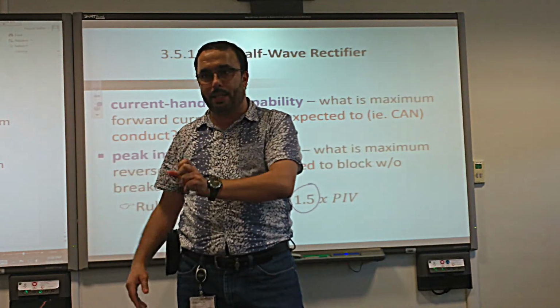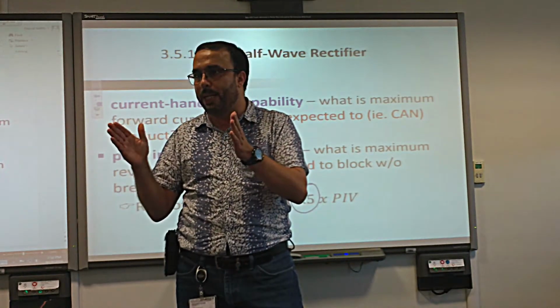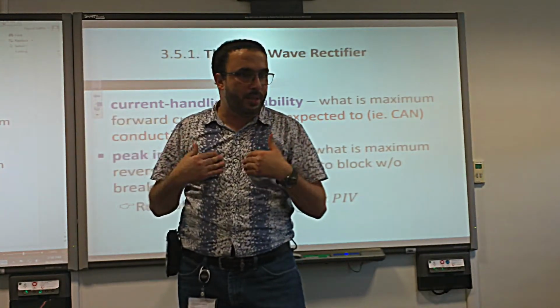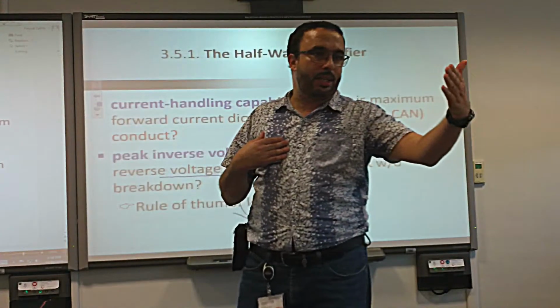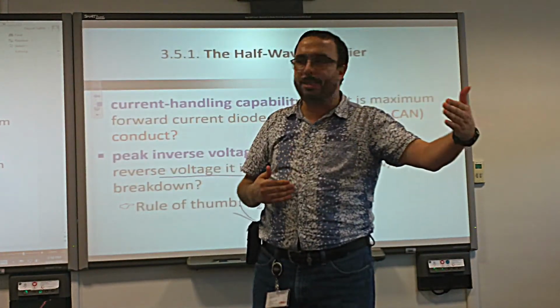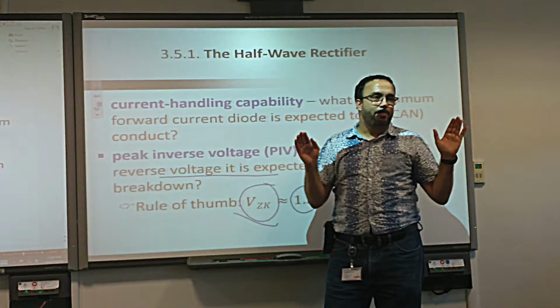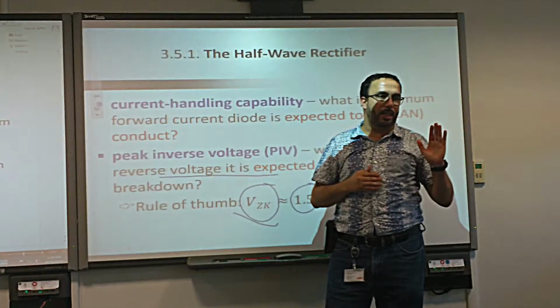So the diode in my circuit can have like 5 volts in the reverse bias, but because the VZK starts at 9, yes or no? Yes. So I will not reach the breakdown. Do you understand? You got the point? So I will be on the safe side. My diode will not be in the breakdown.